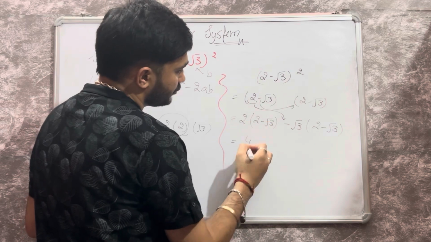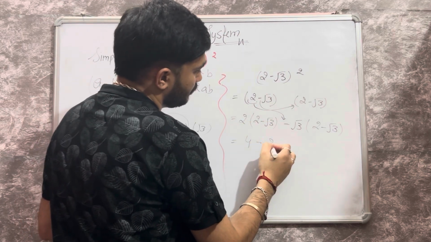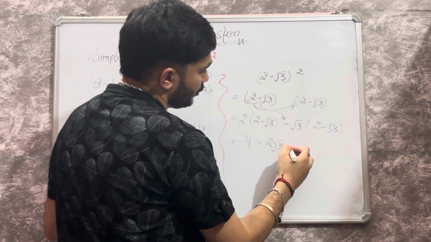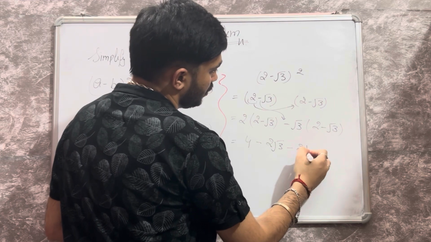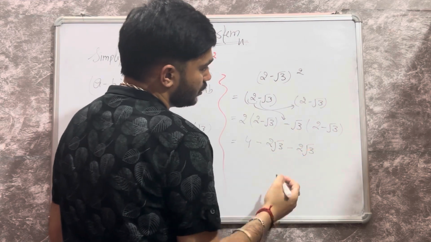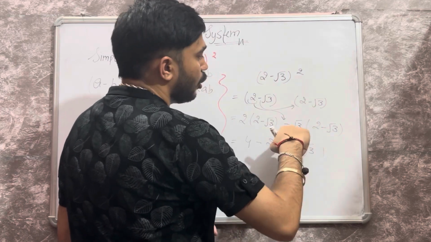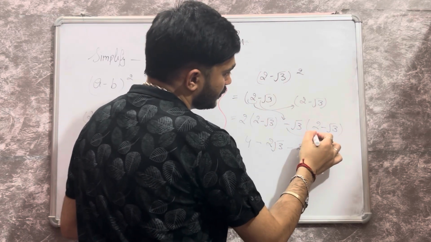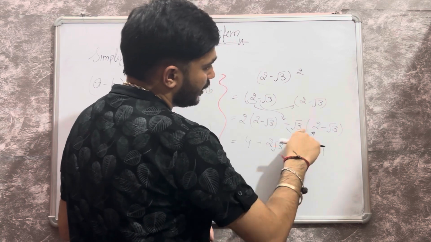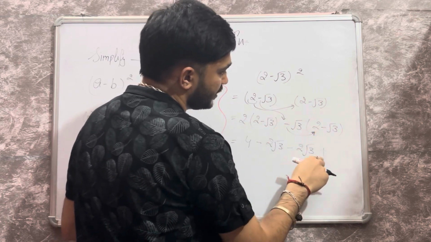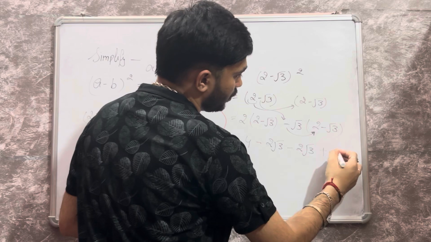2 into 2 is 4. Here you will get minus 2√3. Here you will get 2√3 minus 2√3. Minus minus is going to be plus because this minus is also being distributed in this bracket. Minus minus is going to be plus √3 into √3.